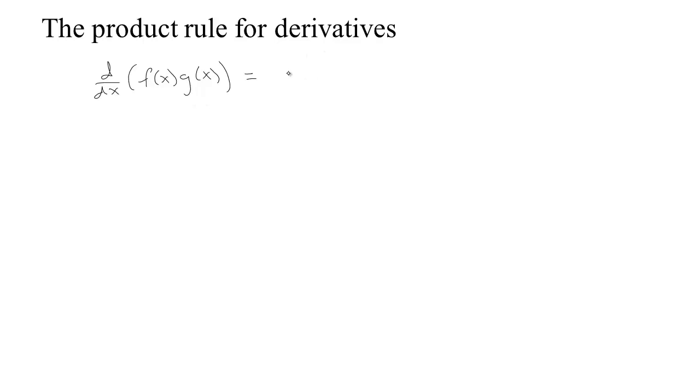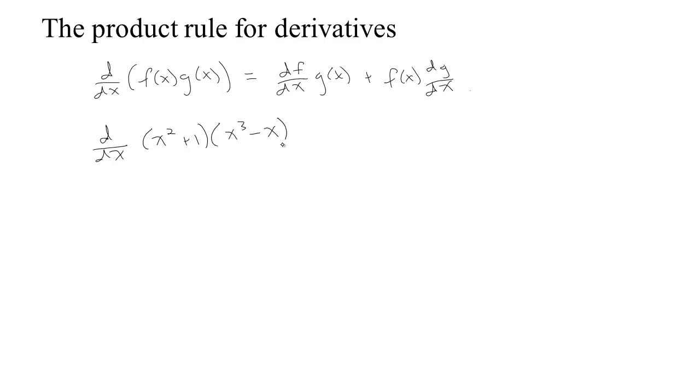In this case, it turns out that the derivative of the product is the derivative of the first times the second, plus the first times the derivative of the second. Let's look at an example. Suppose we need to take the derivative with respect to x of x squared plus 1 times x cubed minus x. So we want to take that derivative.